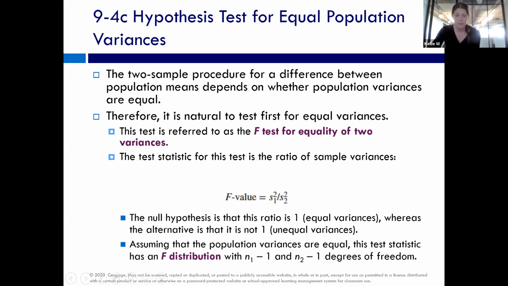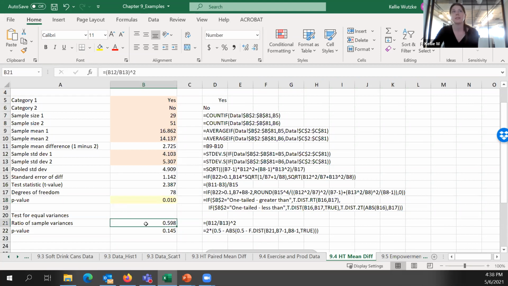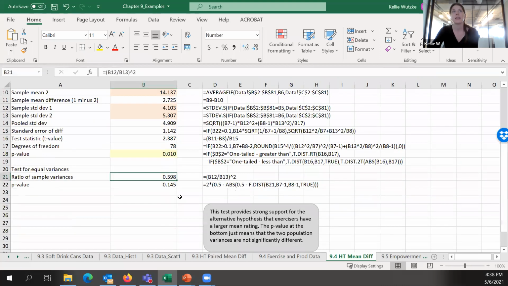In our previous example, they performed this test just to see the ratio is 0.6 and the p-value was 0.145. So the two population variances are not statistically different.